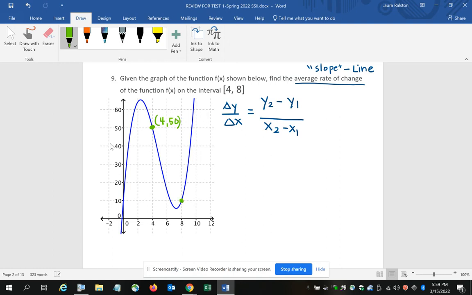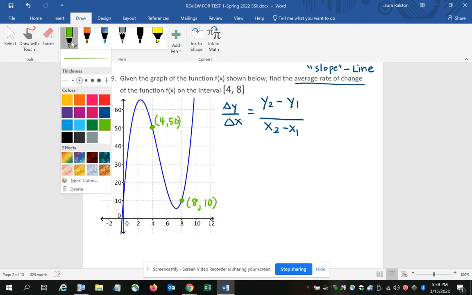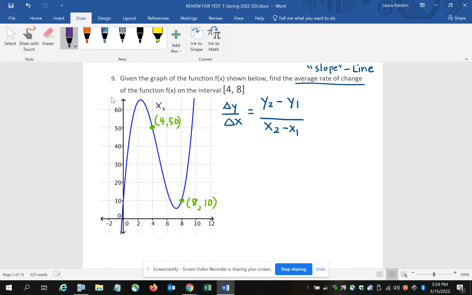At 8, I have the ordered pair 8 comma 10. Okay, so I have my ordered pairs. I have to read them from the graph. Once I've identified those, it may help you to label them. We have x1, y1, x2, y2, and then we're just going to plug and chug, just like if we were figuring the slope of a line. You would have to identify or be given the 2 points and then do the math.